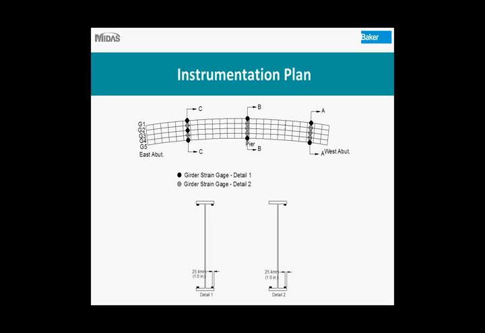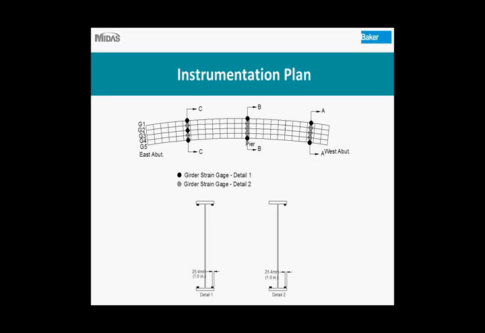And at all of these locations, you can see there are 2 different details. Detail 1, we have 4 strain gauges per cross-section. And detail 2, we only have 3 gauges per cross-section. And the reason we had to use 3 gauges in some of the locations was due to the amount of data collecting capabilities that we had. We didn't have enough channels to collect data for placing 4 gauges at each location.